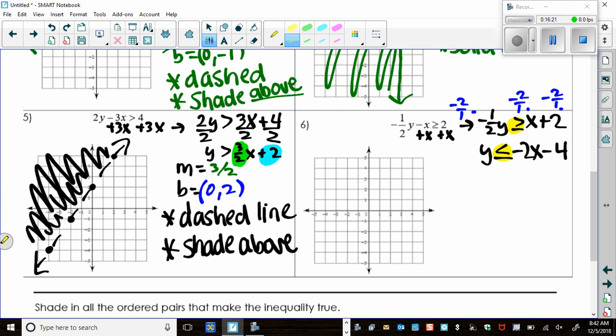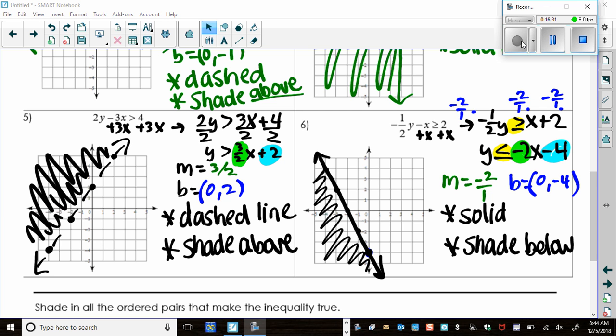From here, you can go ahead and graph, figure out what type of line you'll have and whether you're going to be shading above or below. Okay, this is the answer for number 6. Notice that I have a solid line and I'm shading below. The y-intercept was negative 4, so all the numbers that are less than negative 4 are below this line, so that's why I shaded this area, because eventually this line is continuous. It's going to touch all these negative 4, negative 6, all the numbers that are less than negative 4. Okay, so that's it with graphing.